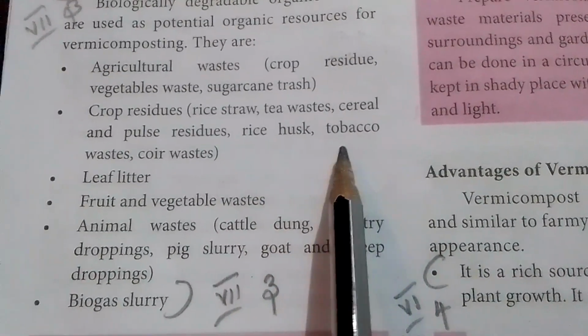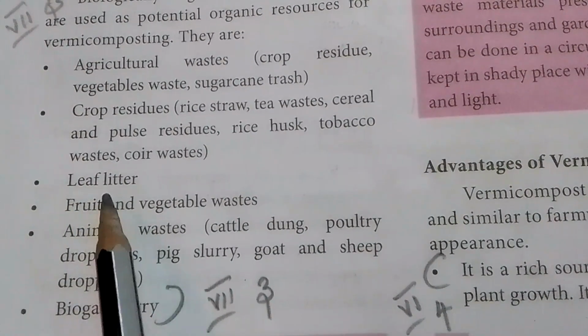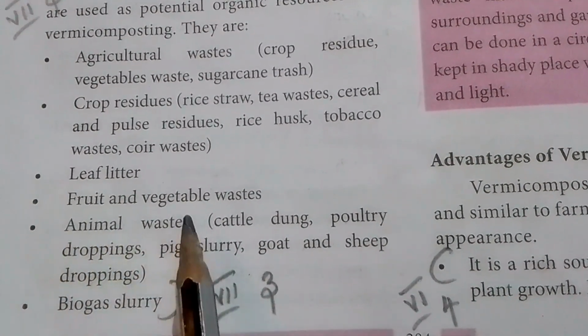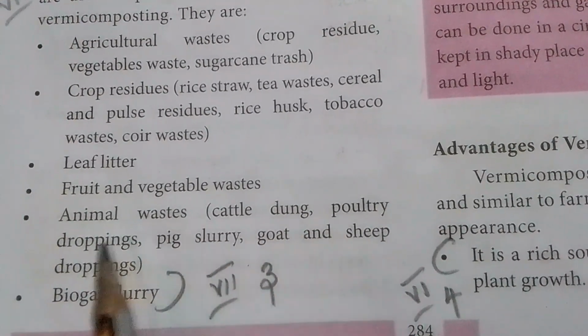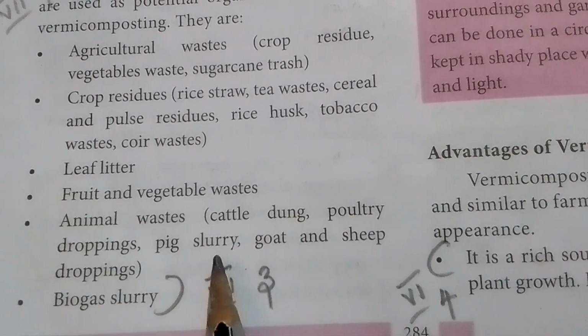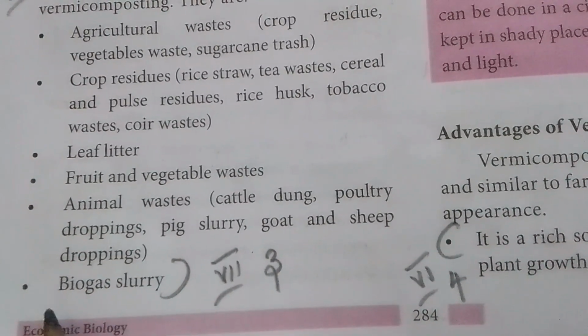Then third point, leaf litter. Fourth, fruits and vegetable waste. Fifth one, animal waste, cattle dung, poultry droppings, pig slurry, goat and sheep droppings. Then sixth, biogas slurry. இது வரைக்கும் 7th Roman letter third detail answer.